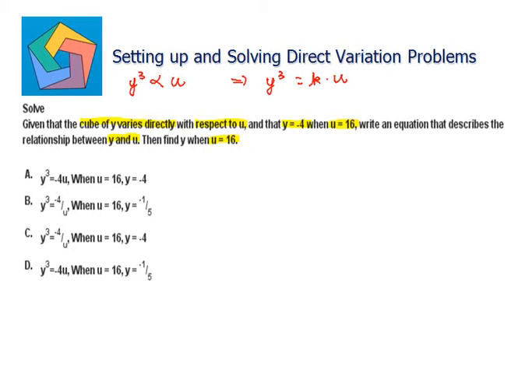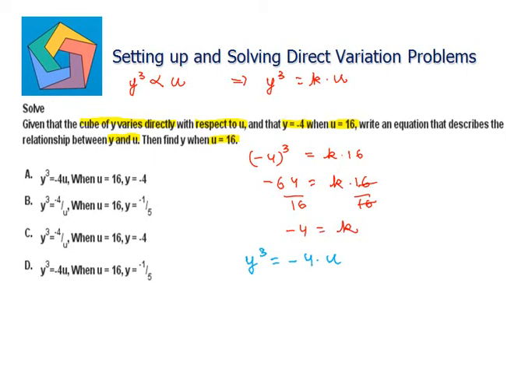And when y is -4, u is 16. So we can say -4 cube is equal to k times 16. -64 is equal to k times 16. Dividing by 16 both sides, we get -4 is equal to k. So the equation becomes y cube is equal to -4 times u.